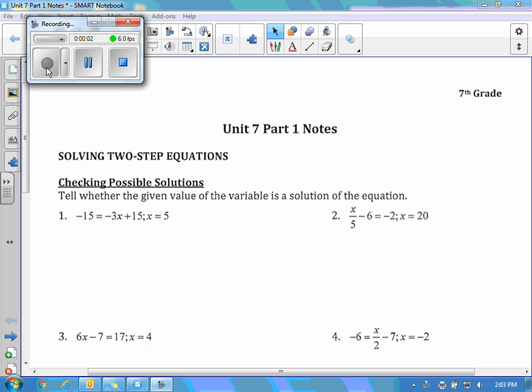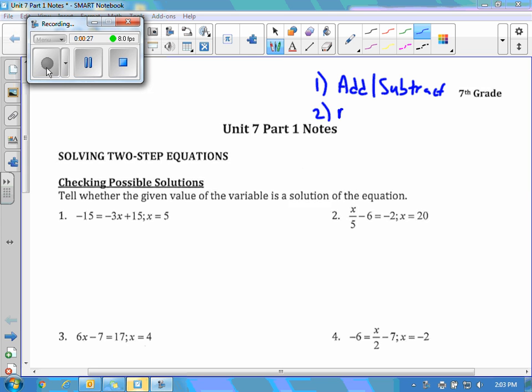All right, seventh graders. In Unit 7, we are moving on to solving more complicated equations. So in Unit 7, Part 1, we're going to talk about two-step equations, and then we'll move on to more difficult ones from there. When we're talking about solving two-step equations, our first step is always going to be adding or subtracting. So we'll always add or subtract first, and then we'll multiply or divide.